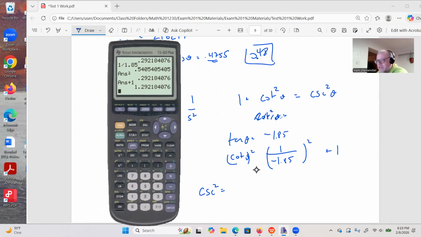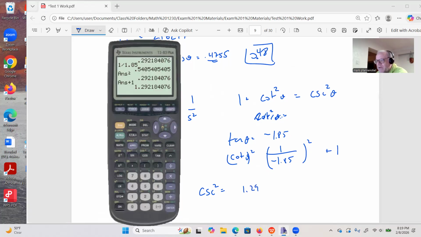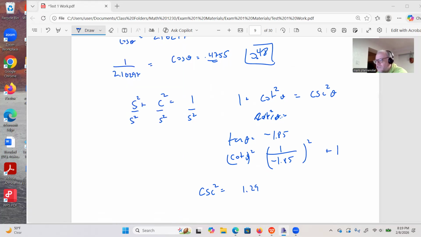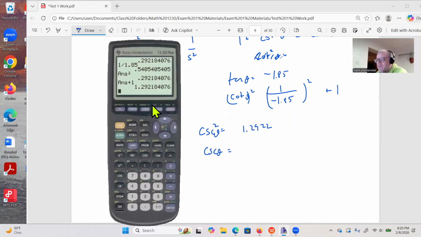So cosecant squared is equal to 1.29 and some change, 1.2922. Okay, go ahead and take the square root. So cosecant is equal to that square root there. So let's go ahead. We have 1.29. We're going to take its square root.